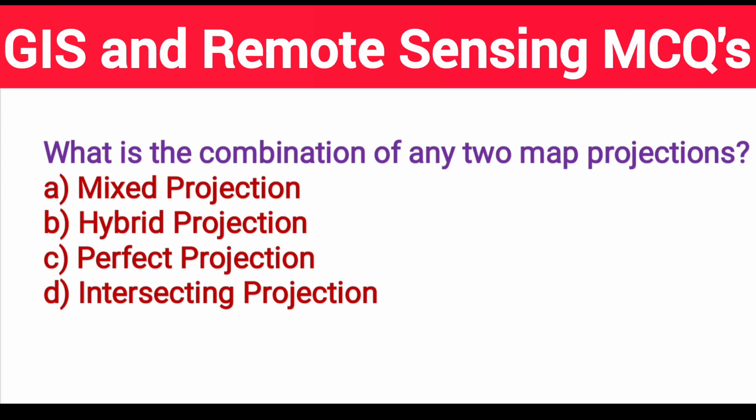Next question, what is the combination of any two map projections? Option A, mixed projection. Option B, hybrid projection. Option C, perfect projection. Option D, intersecting projection. So the correct answer is option B, hybrid projections.